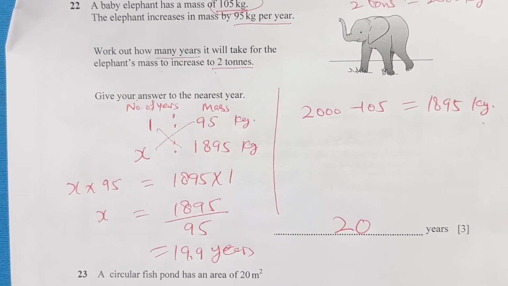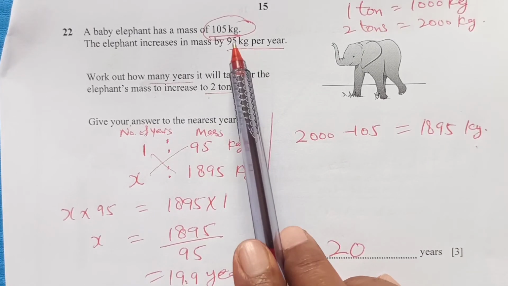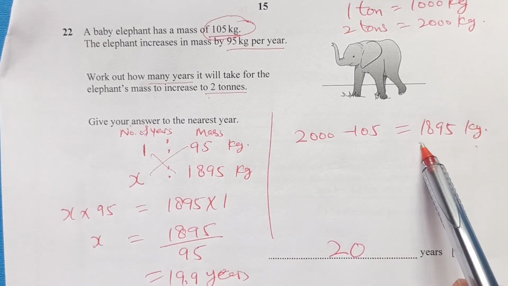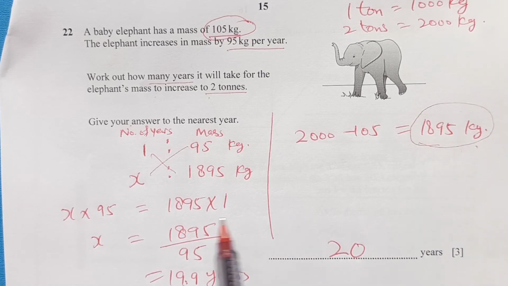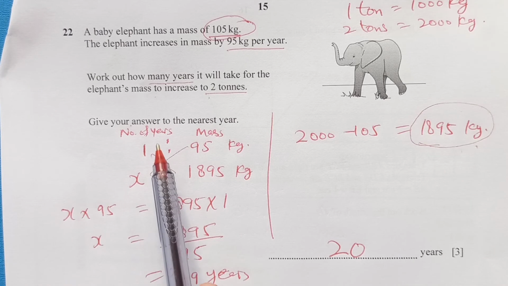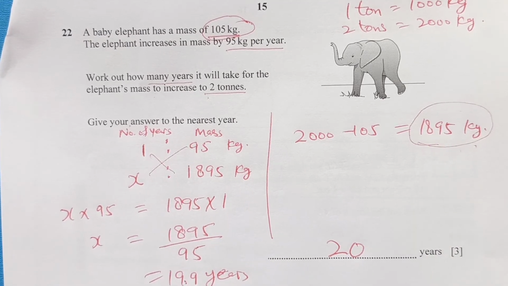So let me explain this again. We have to subtract 105 because the elephant already has this mass. 1895 is the remaining mass that should increase. In how many years? We have to calculate this using this mass, right?